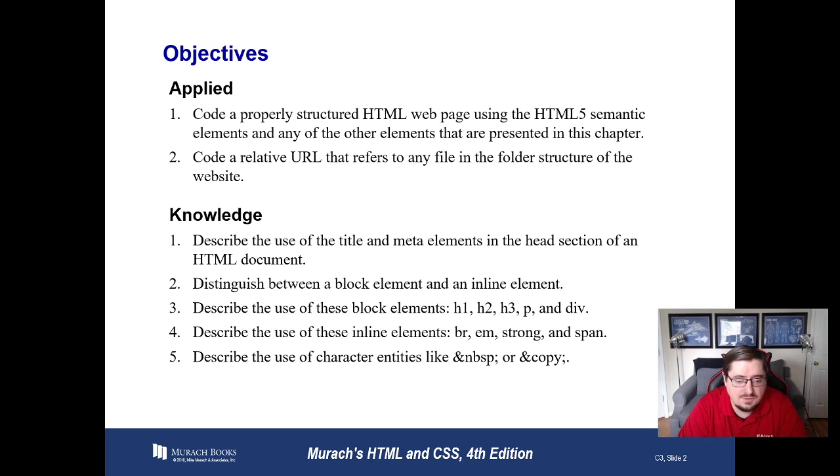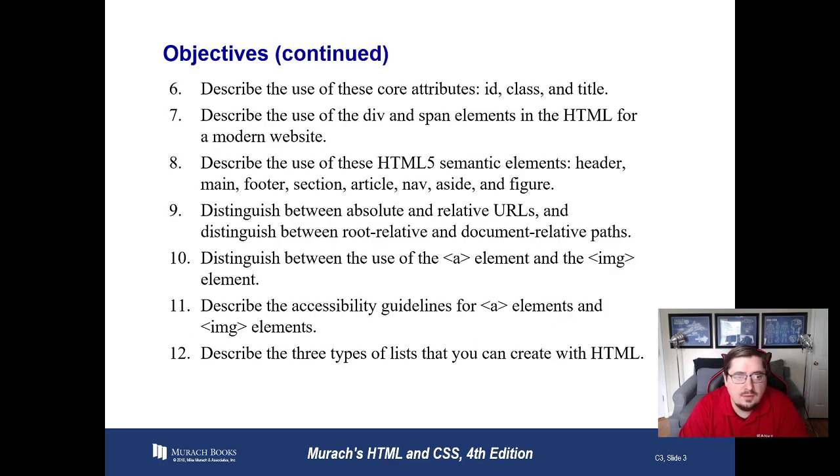We'll talk about how to use character codes like NBSP and copy. We'll describe some of the core attributes that you can use throughout the entire application, including ID, class, and title. There's a lot more attributes in HTML, but those are just three of the ones that are most important, but you can use everywhere. We'll talk about how to use div and span tags, elements in modern HTML websites.